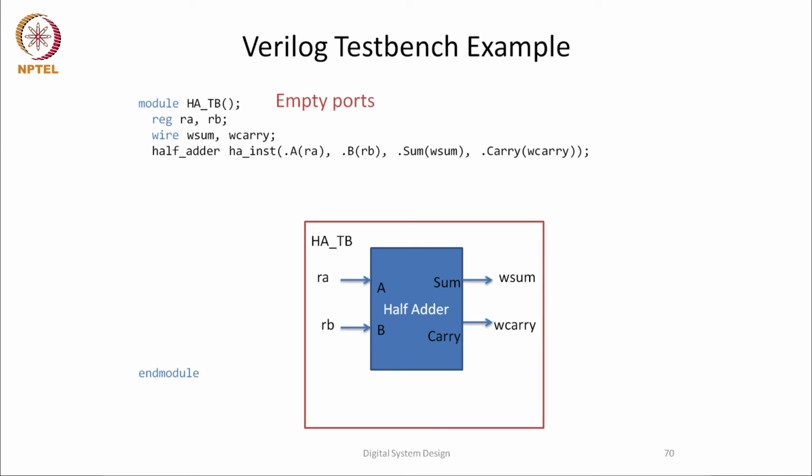Now, for defining or connecting the input, we have to define something RA and RB. So we have to declare those signals or wires. We define these in our test bench: whatever is the input, we will define it as a reg type, and whatever is the output, we are defining as a wire.